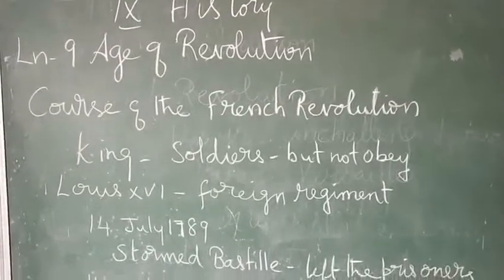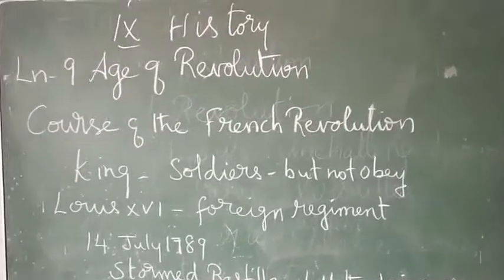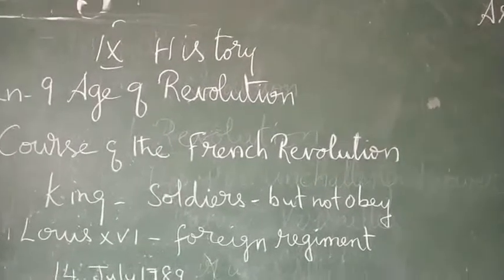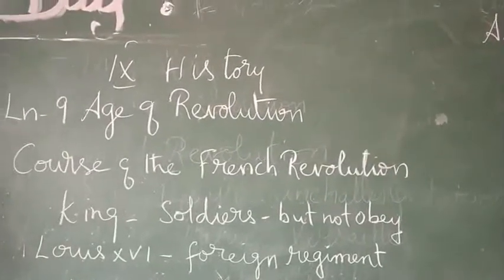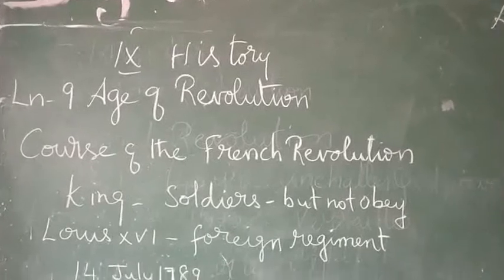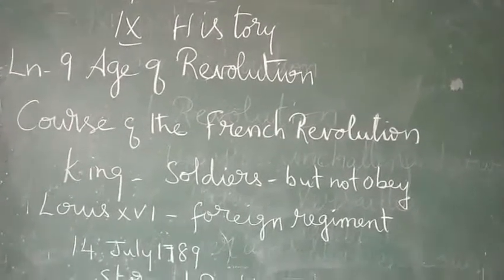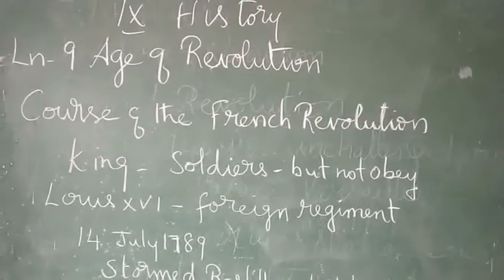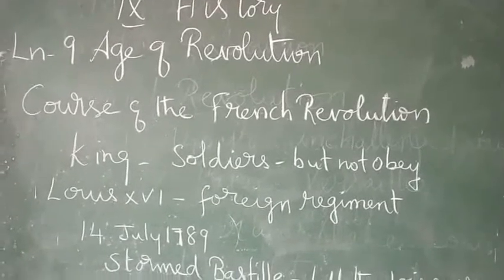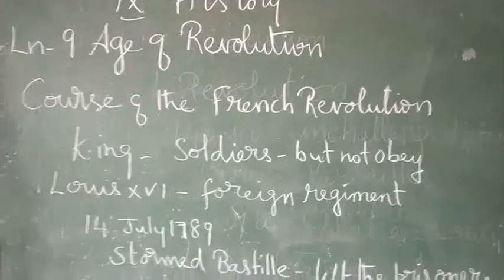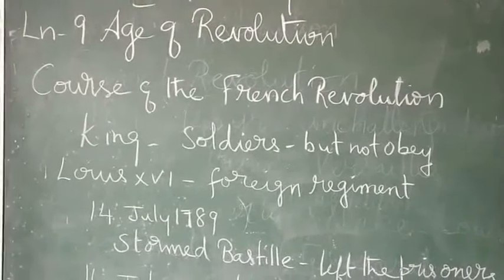Last session we saw about the French Revolution, isn't it, girls? What are the causes we saw in the last class? The causes: political, economic and social. So all the causes we have seen. In this class we have to see the course of the French Revolution. Course means what has happened.